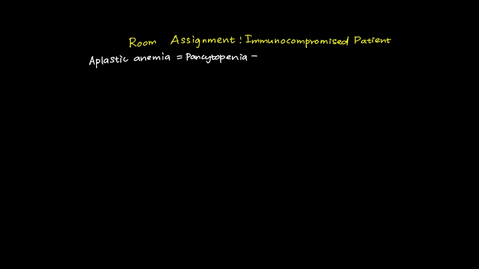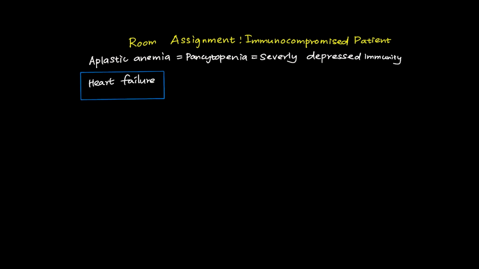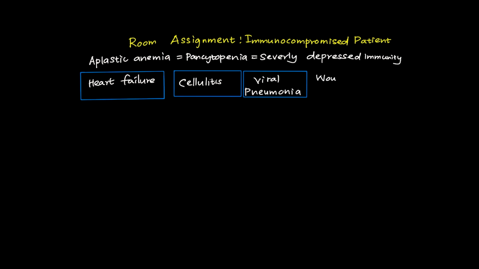Room assignments for immunocompromised patients. This comes up on exams more often than you'd expect. The patient has aplastic anemia, which means pancytopenia. Low white cells, low red cells, low platelets. Their immune system is severely depressed. You need to pick the safest roommate. The answer is the patient recovering from severe heart failure, because heart failure is not an infectious condition. There's nothing transmissible about a weakened heart.